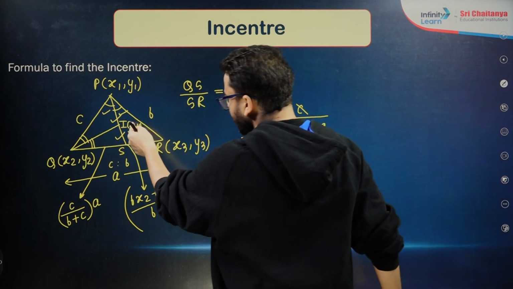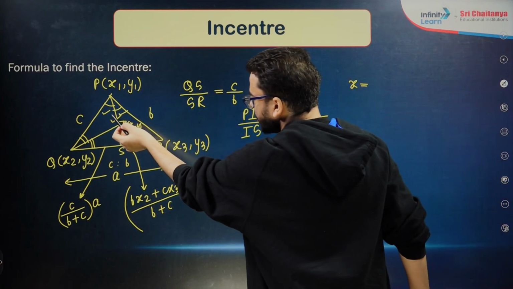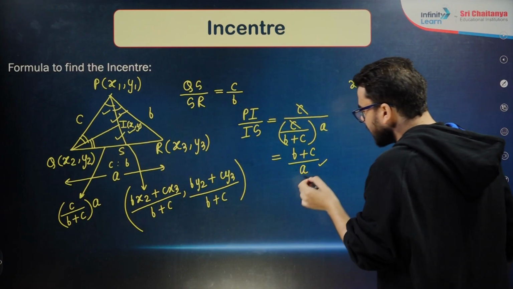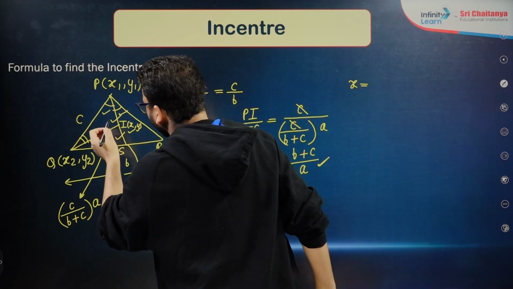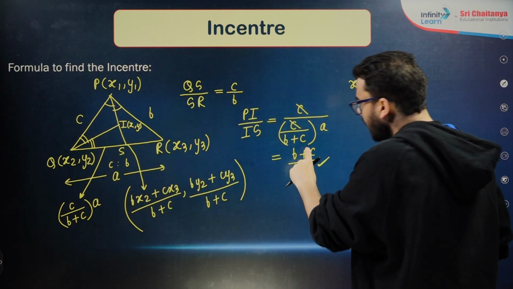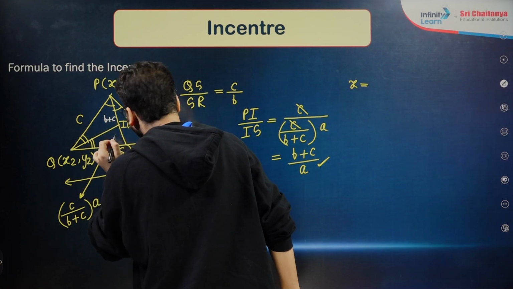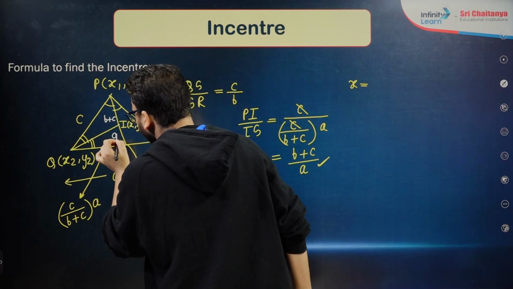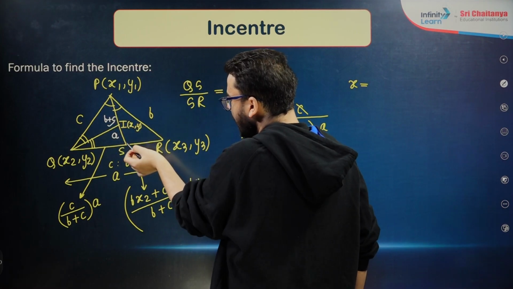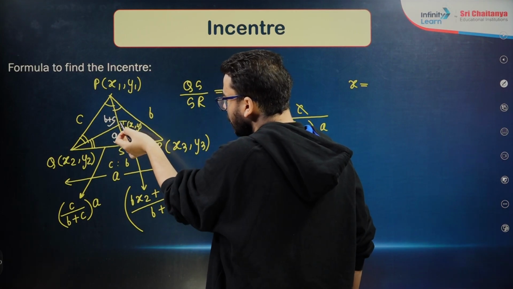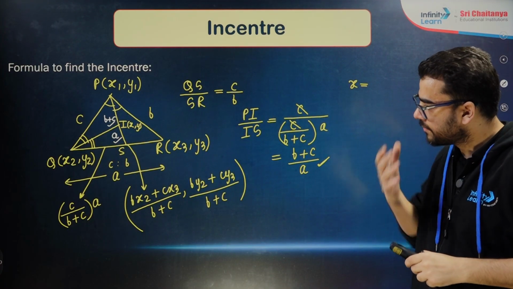Now can we use the section formula to find x over here? So PI upon IS, we have got B plus C is to A. So this is B plus C part and this is A part. Now that does not necessarily mean that PI is equal to B plus C and IS is equal to A. The ratio of PI is to IS is B plus C is to A. I hope that logic is clear, right?